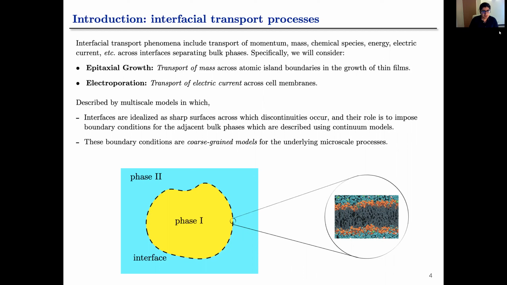Another aspect of everything that we do is that the mathematical models that we use are themselves multi-scale models, in the sense that we idealize the interfaces as sharp 2D surfaces in 3 dimensions, and they provide boundary conditions to the governing PDEs everywhere else. And these are multi-scale models because, as you can see in this example, you see a bilipid membrane, but if you want to be very faithful to the physics, you have to run a molecular dynamics simulation in tandem with the continuum simulation, but that's not what we do. We just use a coarse-grained model instead.